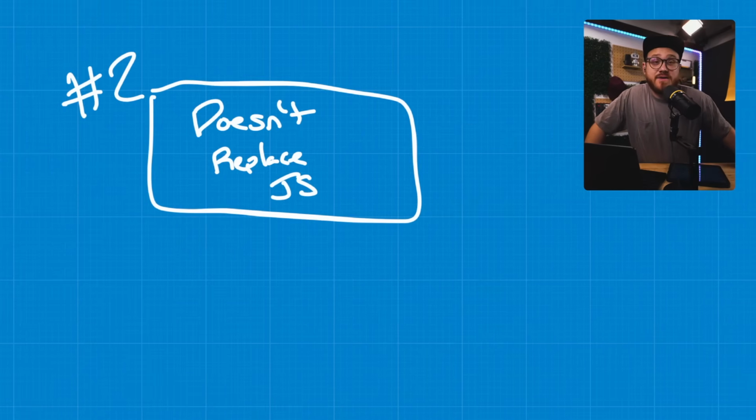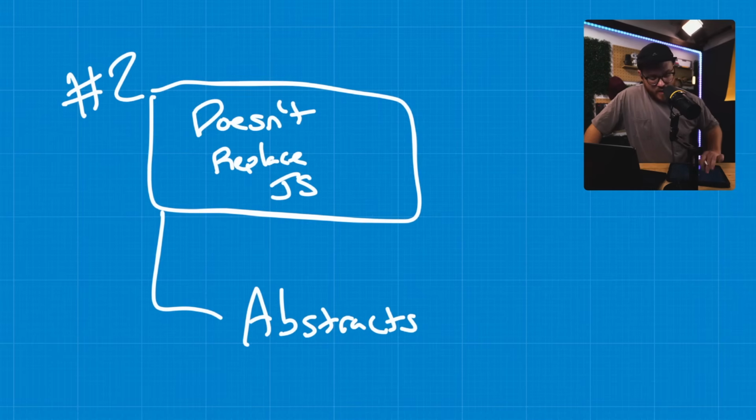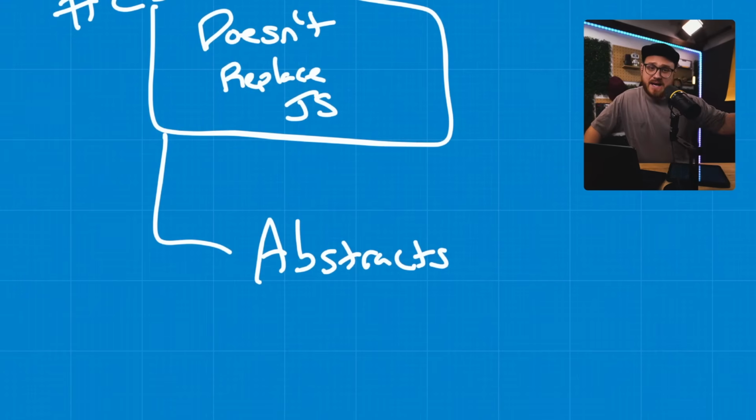Number two, what Laravel Livewire is not, is it does not replace JavaScript. Now, this is not the Rails world or the Rails ecosystem where we're trying to get away and eliminate JavaScript as much as possible. Laravel Livewire just abstracts it. And so that's the key difference that I want to make note of. While Livewire doesn't replace JavaScript, I would say that it abstracts the JavaScript.